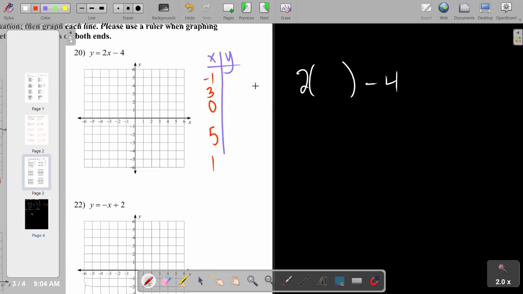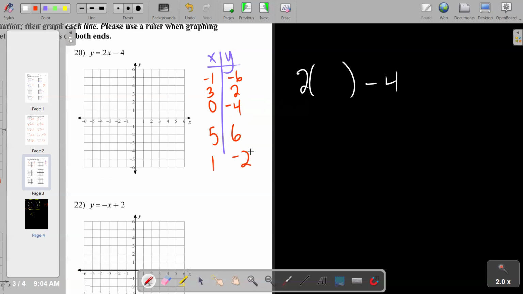-2 minus 4, -6. Done. Put in 3. What's 2 times 3? 6 minus 4, 2. Put in 0. 2 times 0, 0 minus 4. 2 times 5, 10 minus 4. And then Seth's number 1. 2 times 1, 2 minus 4.